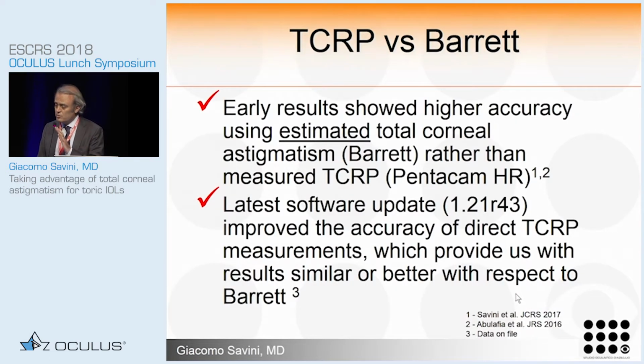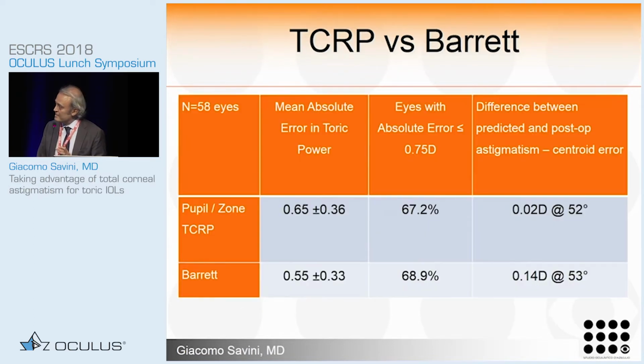So the last two slides show the comparison to the Barrett calculator, because there have been some studies suggesting that using an estimated total corneal astigmatism, like the one calculated by Barrett, may lead to better results than direct measurements of total corneal astigmatism by Scheimpflug cameras. And with the latest software update provided by OCULUS, we found that the results using the Toric Barrett calculator and the Pentacam direct measurements are almost the same, as you can see from this slide, where the mean absolute error in toric power was 0.65 with the Pentacam TCRP, and 0.55 with the Barrett. But if you look at the percentage of eyes with an absolute error lower than 0.75 diopters, the percentage is almost the same, and the centroid error was slightly better with the TCRP by Pentacam.